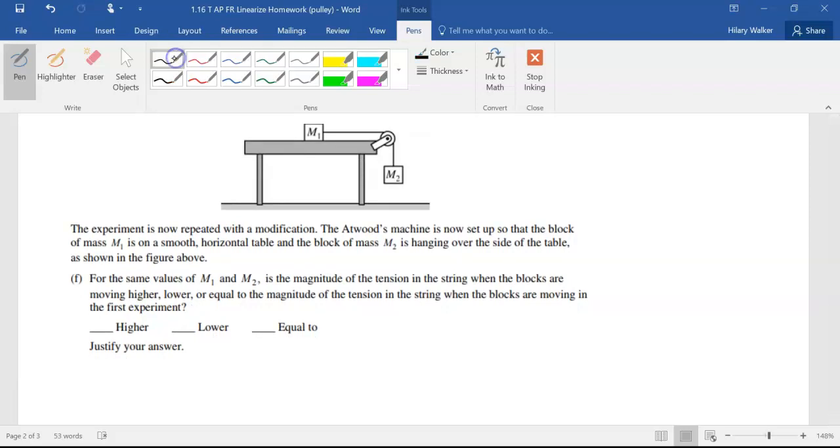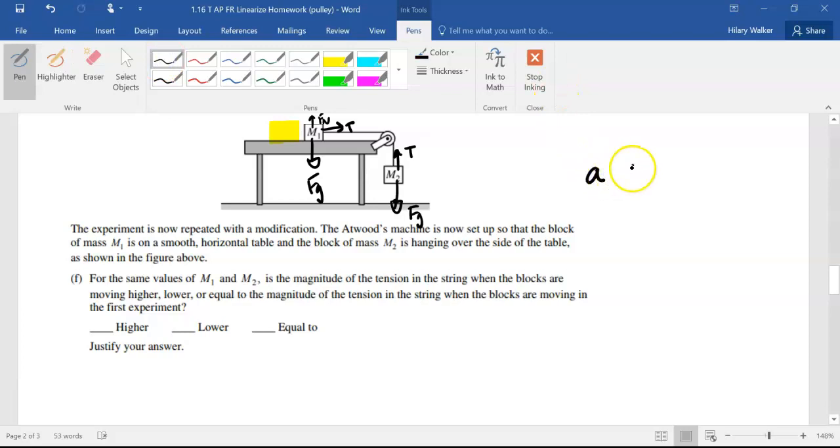I always like to draw a free body diagram for it. So for M1, we got Fn, we got tension, we got Fg. For M2, we got tension and Fg. Okay, so we have to compare the tension between this experiment and the previous one. If we look at this, the system is going to accelerate at a much greater rate because there's nothing really holding back M1 over here. It's just gravity acting on M2, pulling on M1. M1 doesn't have the force of gravity in the direction of the Earth pulling it back. So acceleration is going to increase.